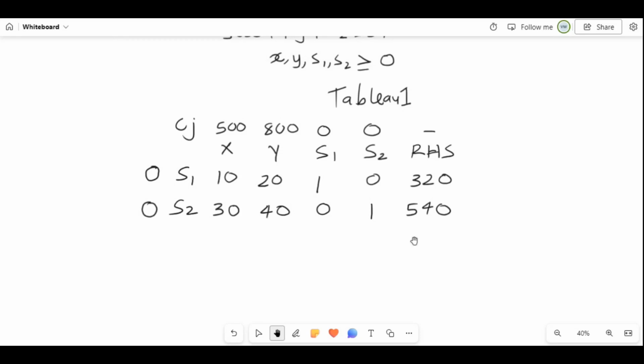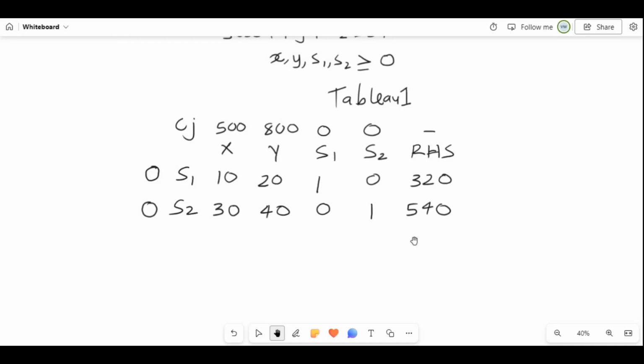So the resources are available at full capacity, but you'll realize that as we move from tableau 1 to tableau 2, the right-hand side values will be changing, and that will now show the usage of resources until we arrive at a point of optimality.